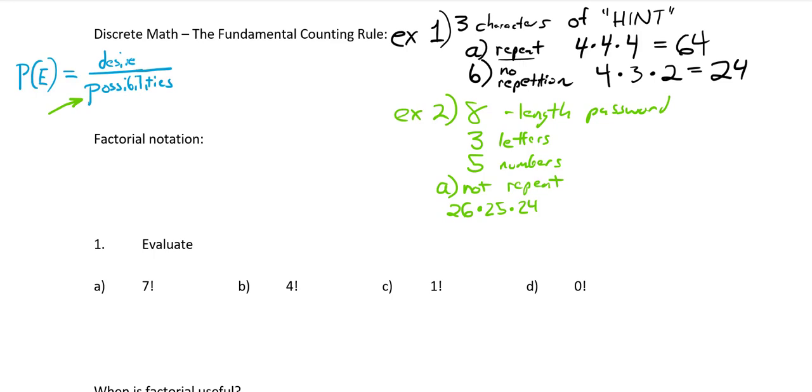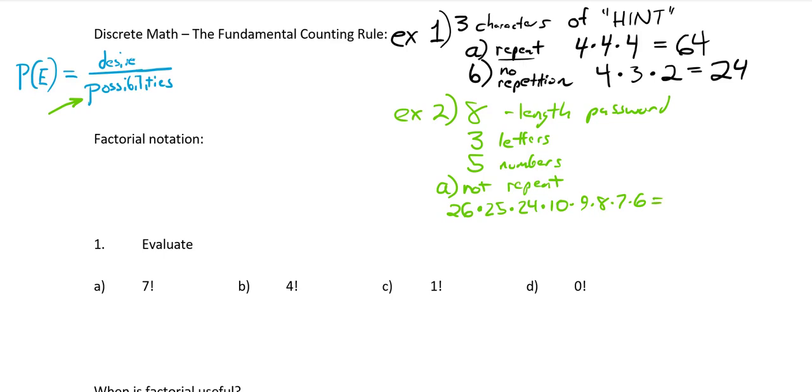Now we got 5 numbers. Well, the first number, you got 10. 10 ways to do it. Now, some of you might make a mistake and put 9 here. And the reason why you might put 9 is because you might think to yourself, there are 9 numbers, but there's actually 10 if you include the 0. And then after you pick your first number, you got to pick your second number, then your third, then your fourth, then your fifth. 1, 2, 3, 4, 5.